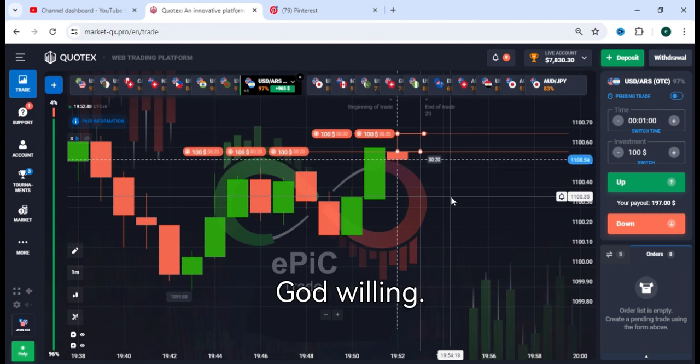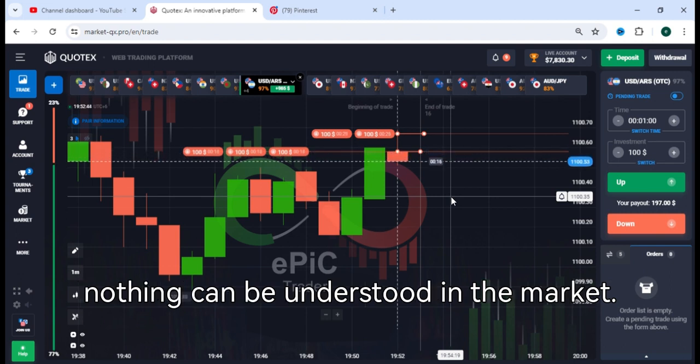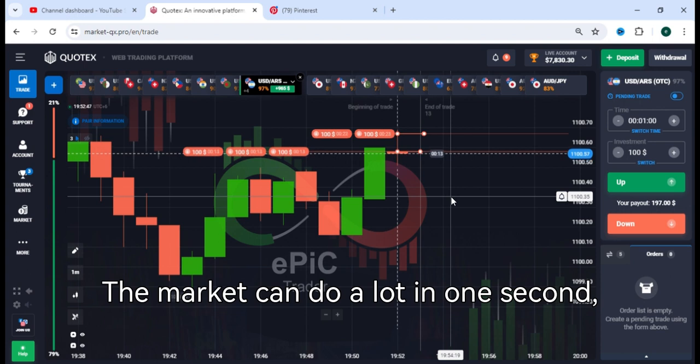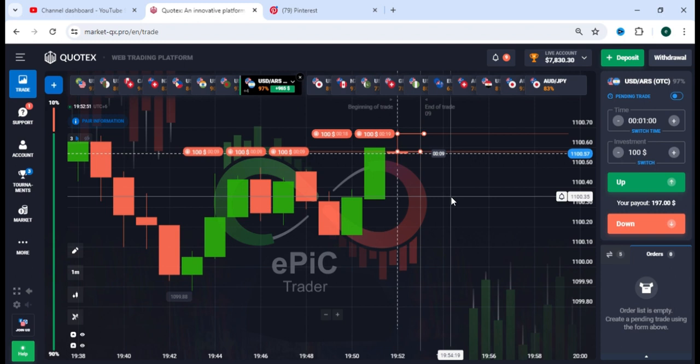Then let's see what happens in the market. Nothing can be understood in the market. The market can do a lot in 1 second. This was my roughly 1 round confirmed shot. Even after that, we will see what is happening in the market over the USD race.